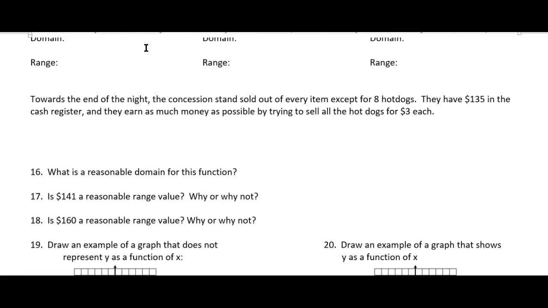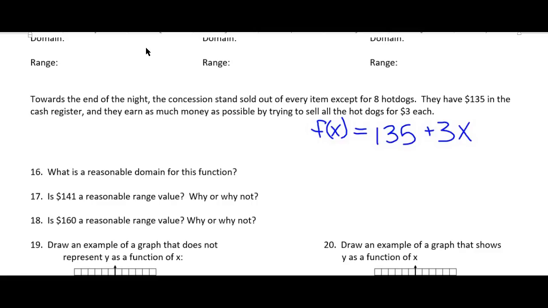Sorry, I was misreading that. So this concession stand is trying to make as much money as possible. They start out with $135, and they're making a little bit more money selling hot dogs for $3 each. This is the equation I'm thinking in my head. So this is the function that is described in that equation.